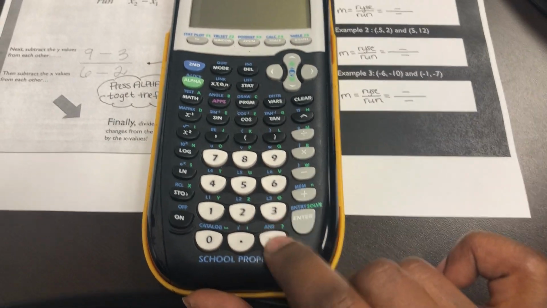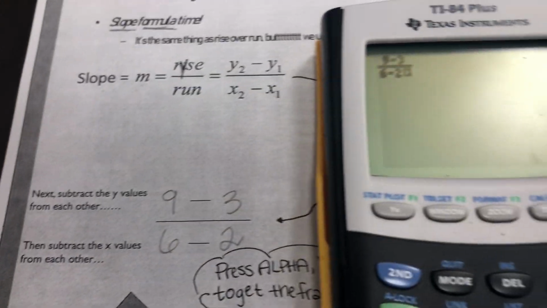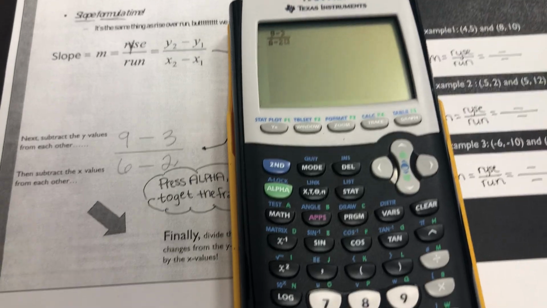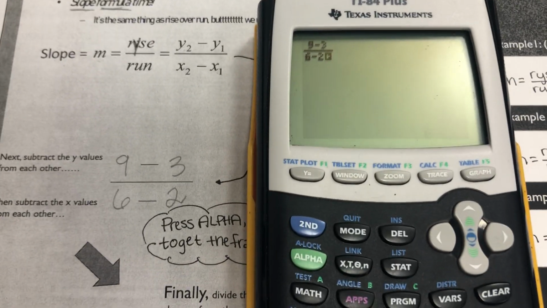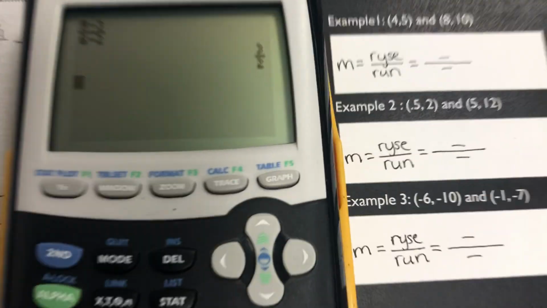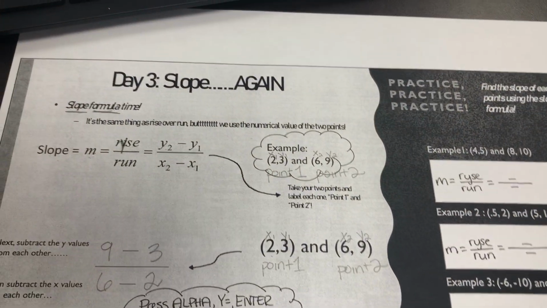So remember, I did not use any negatives here because I didn't have any negative numbers. I just used the minus sign, okay? Make sure you know the difference between the negative symbol and the minus sign, okay? Because there's some people who are still having a little bit of trouble with that. After that, I'm just going to press enter. There you go. 3/2. That's what you get.